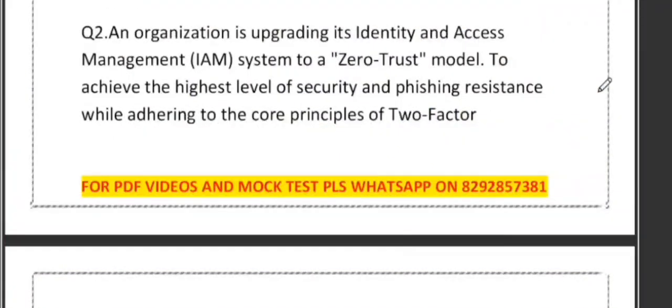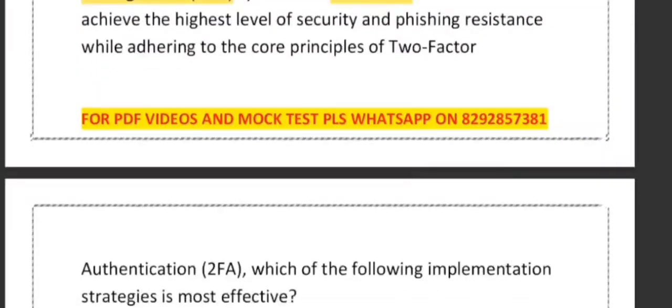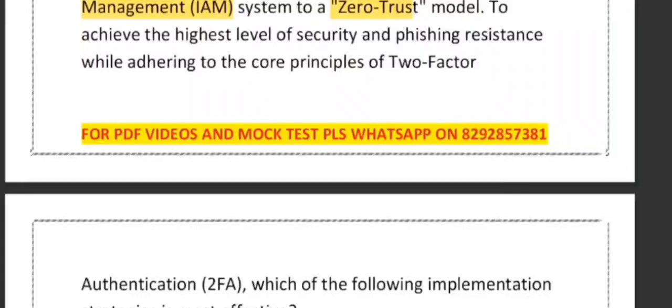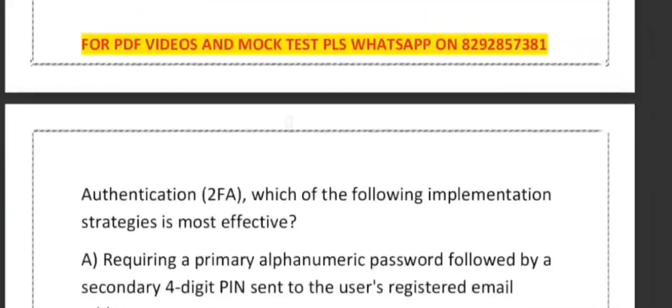Let's break this down in simple terms and learn a quick trick to remember the strongest 2FA tool. This is a case study presented before you. An organization is upgrading its identity and access management system, called IAM for short. It is upgrading its IAM system to a zero trust model. To achieve the highest level of security and phishing resistance while adhering to the core principle of 2FA, which of the following implementation strategies is most effective?